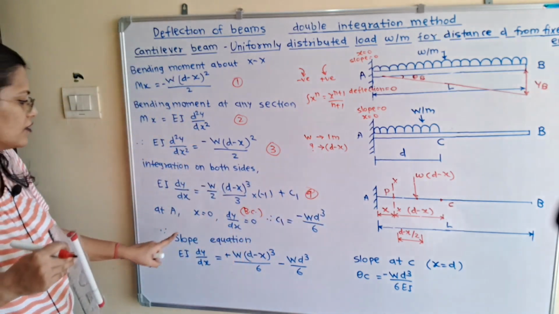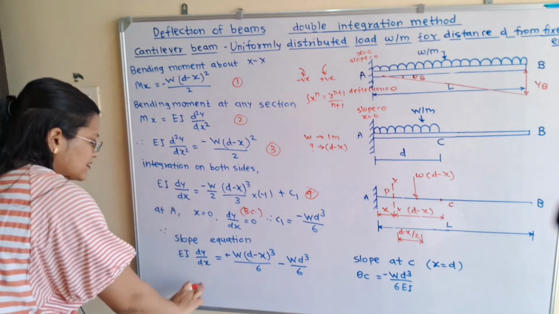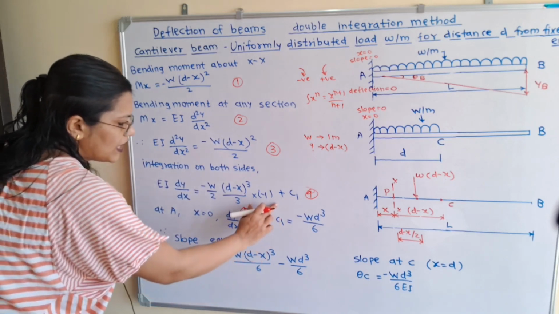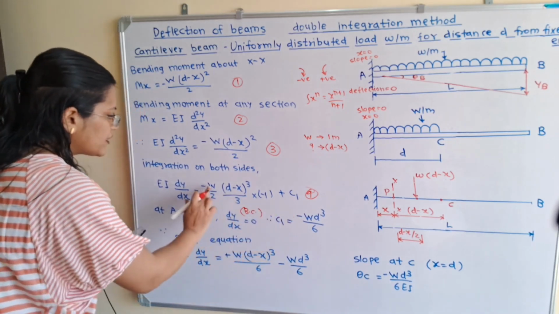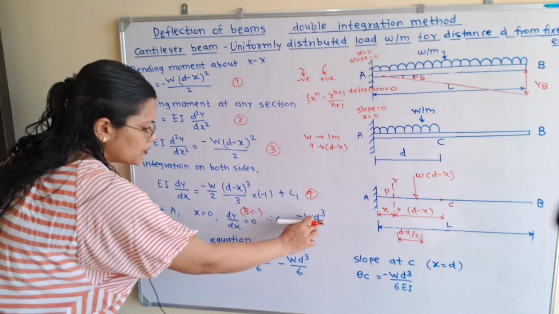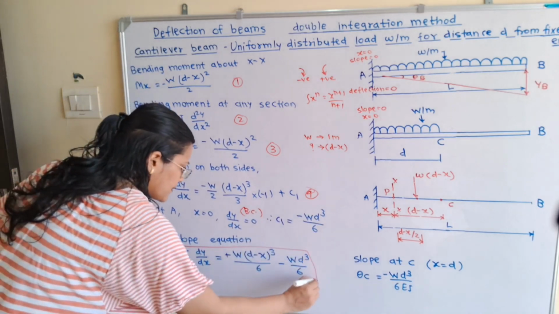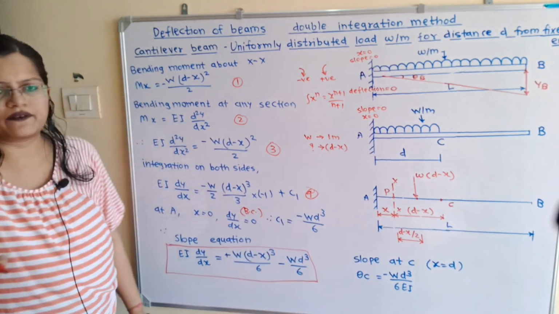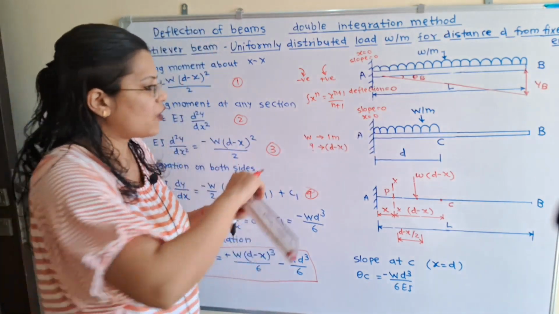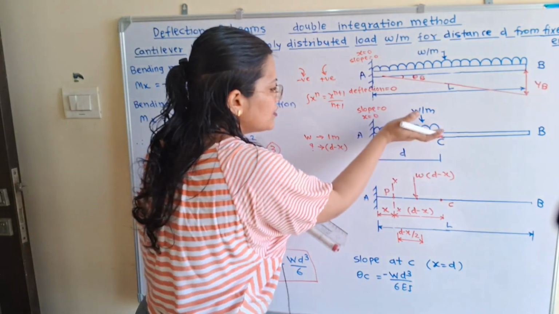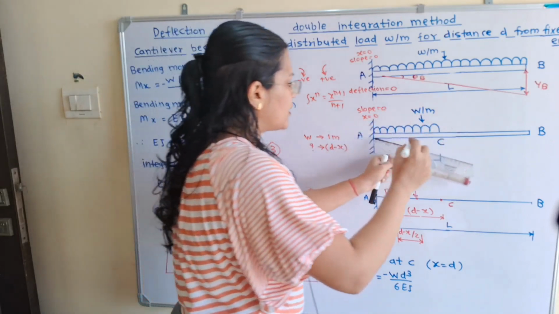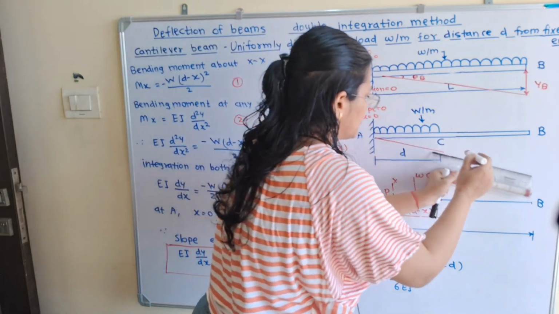Now if we put the value of c1 in equation number 4, then we will get the slope equation. So it is EI dy by dx is equal to minus W into d minus x whole cube divided by 6, and for the value of c1, here minus will become plus. So plus W into d minus x whole cube by 6 minus W d cube by 6, and I will make the bracket. So this is the slope equation. Now we will find out the slope at point C. So how to find out? Because of this load, this beam AB will be deflected in the downward direction, and I will show here the deflection.